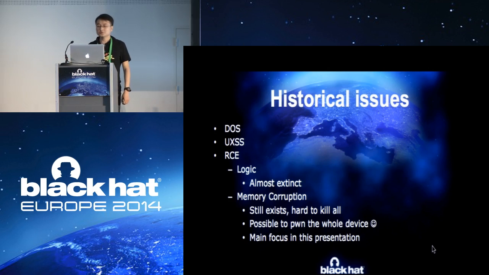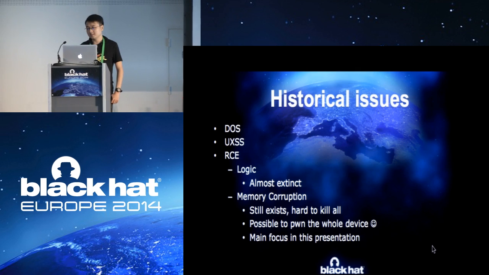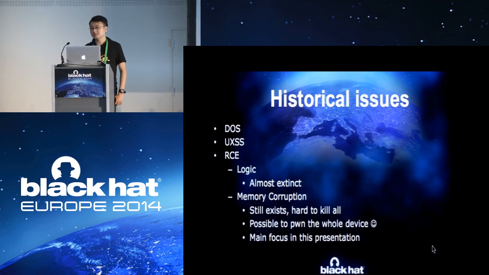As for historical issues, we have some DoS issues which happened frequently. The most famous incident last year was the Arabic character issue, which made iOS 6 applications crash immediately. It also impacted some versions of Mac OS. And also we have UXSS, Universal XSS vulnerabilities, which may leak information to the hacker. And the most severe vulnerability is, of course, remote code execution.